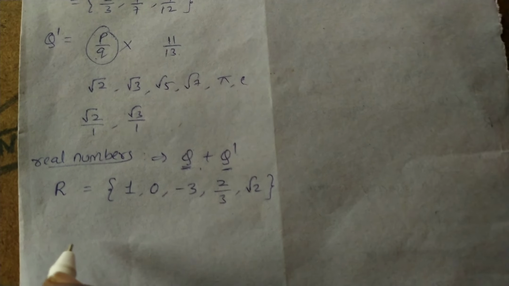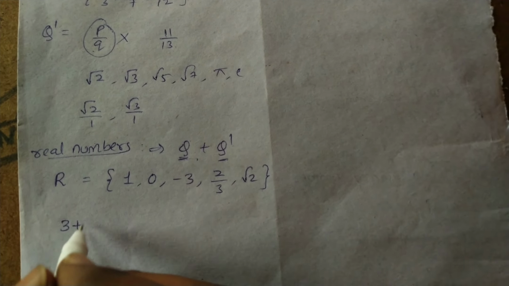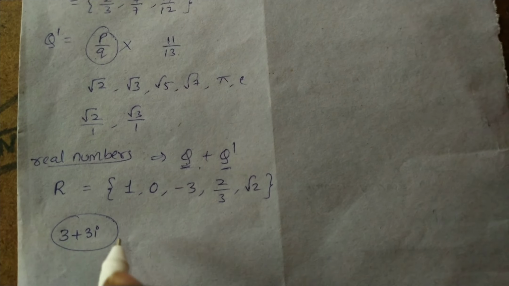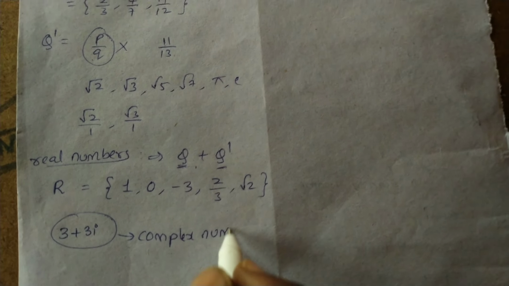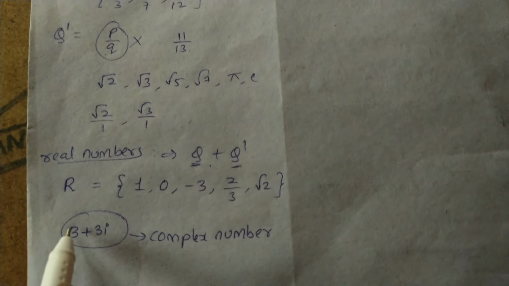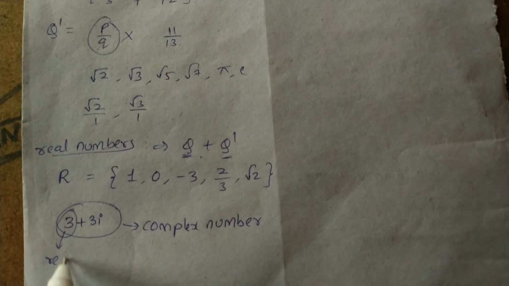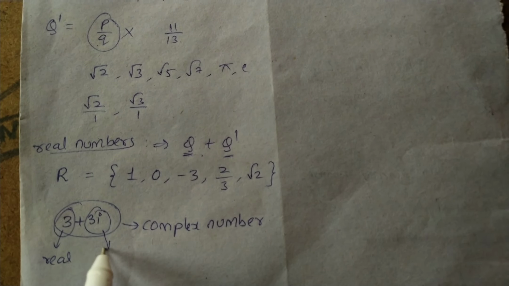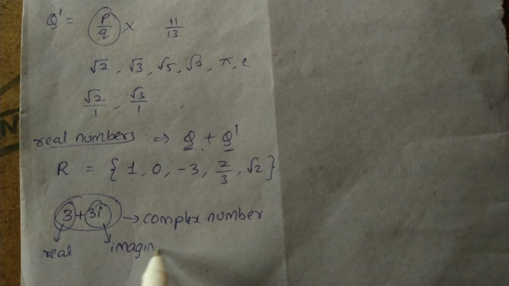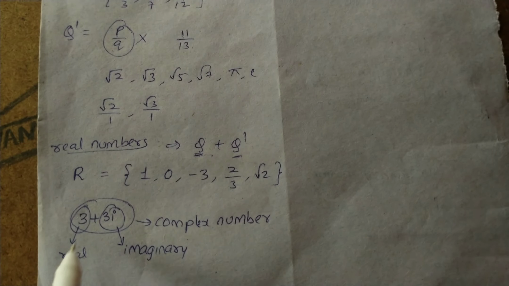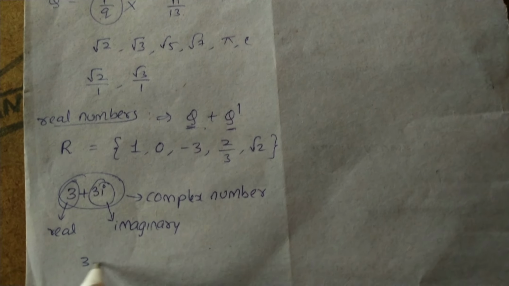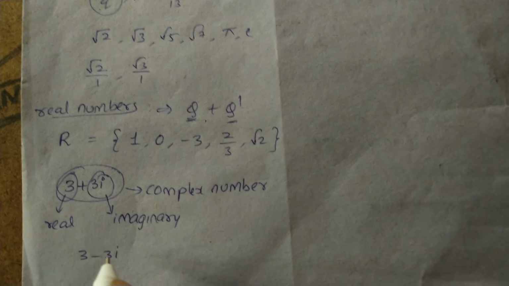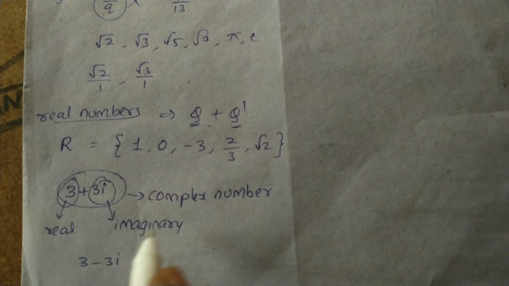You have one more kind of number like 3 plus 3i. What is this number called? This is a complex number. In a complex number we have two parts: one is the real part, and the other is the imaginary part. So a real number plus an imaginary number gives you a complex number. You can write it in this manner also, 3 minus 3i or 3 plus 3i.